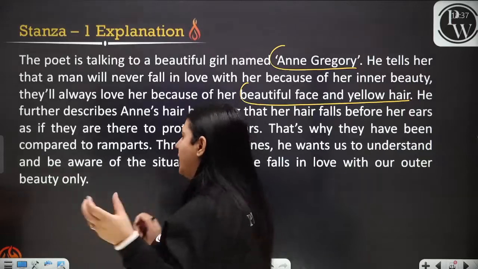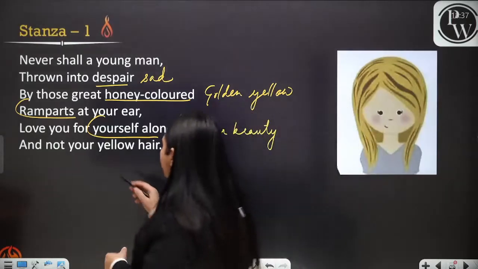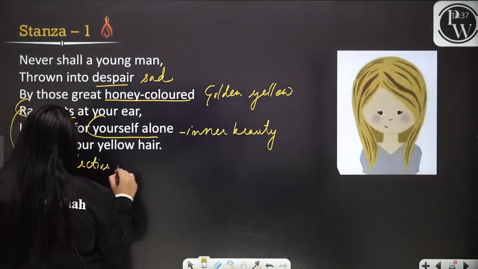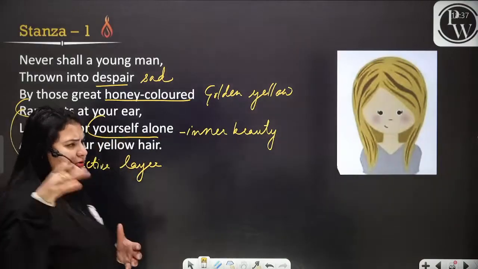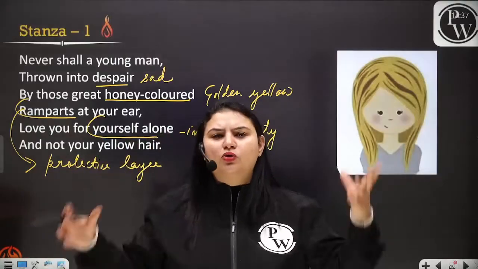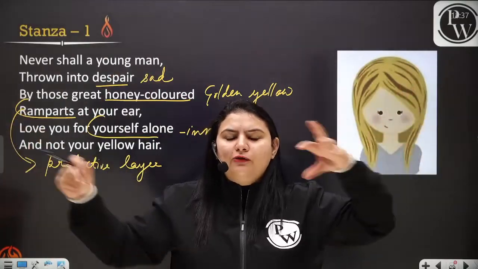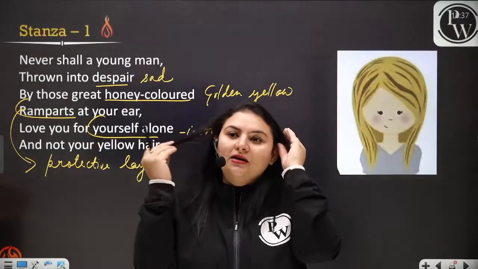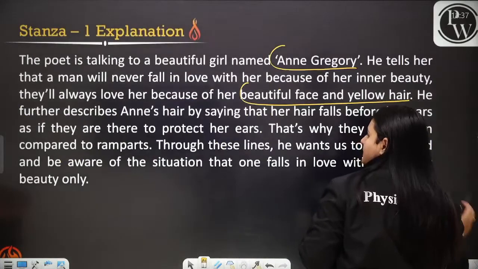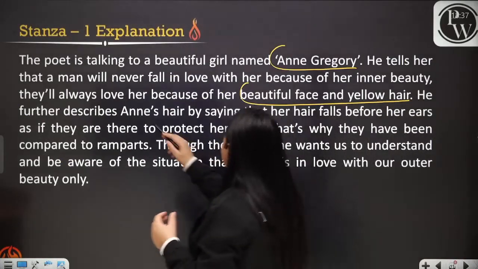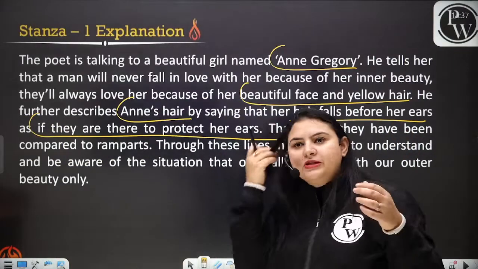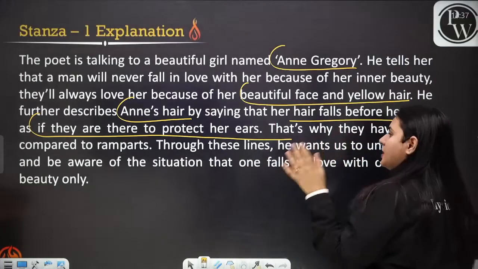What's a rampart? Ramparts are a protective layer, or a protective layer of a fort. There are huge walls around a fort to protect it. Similarly, these ramparts, this hair, are covering your ears. So he's comparing the hair with ramparts. That's why they have been compared to ramparts.